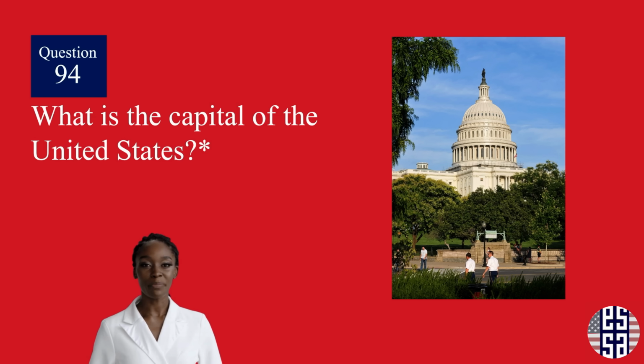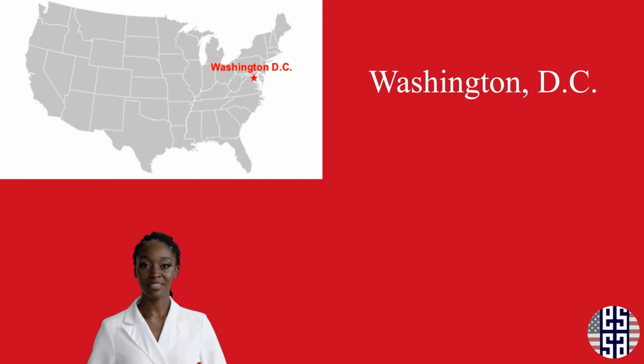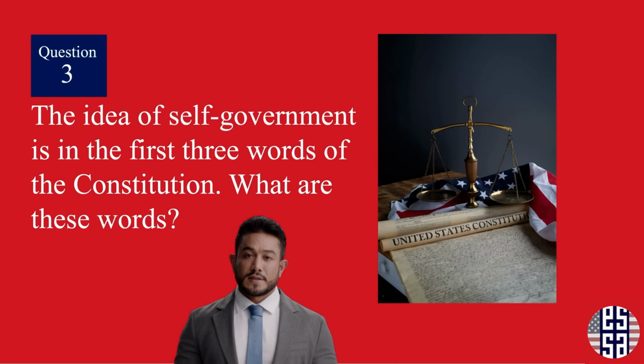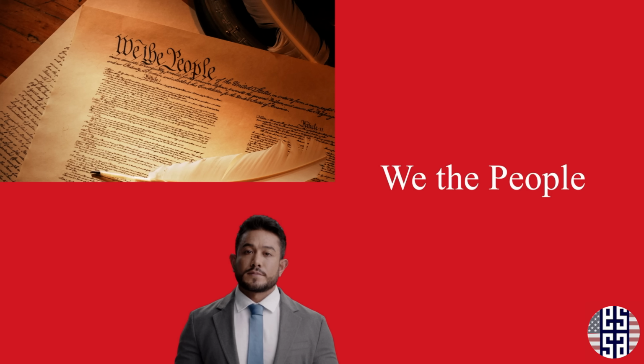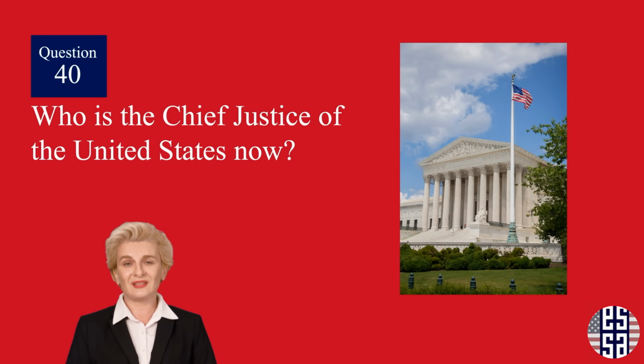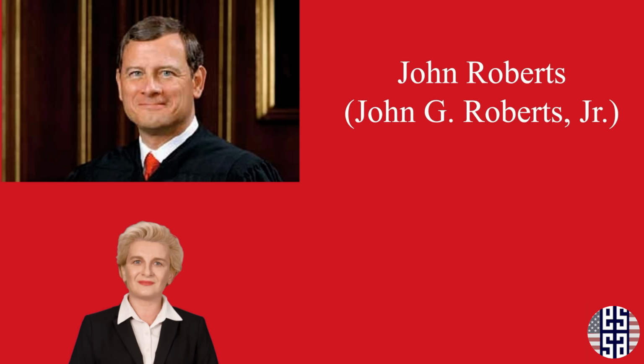What is the capital of the United States? Washington, D.C. The idea of self-government is in the first 3 words of the Constitution. What are these words? We the people. Who is the Chief Justice of the United States now? John Roberts.